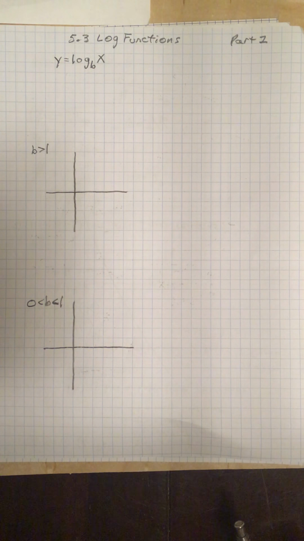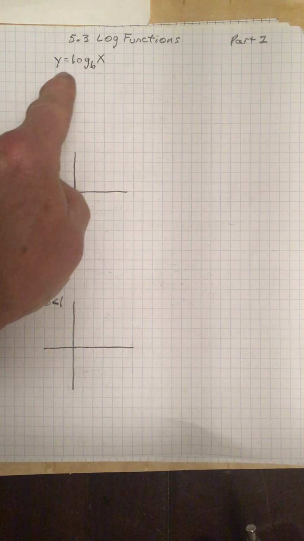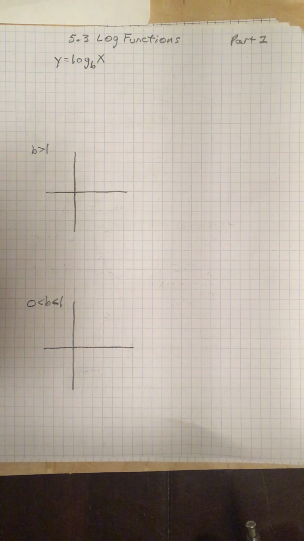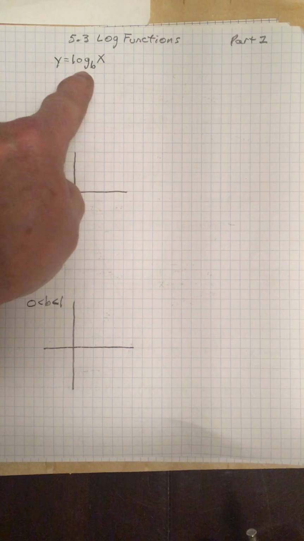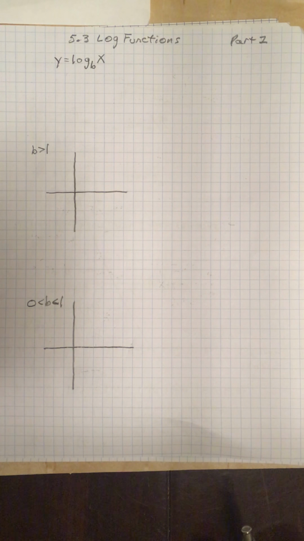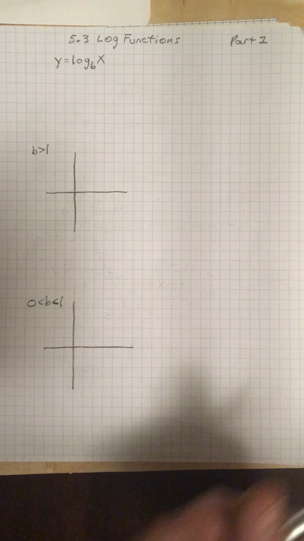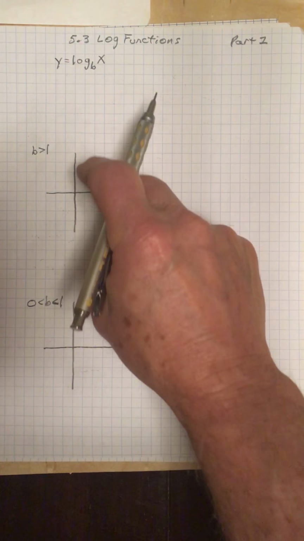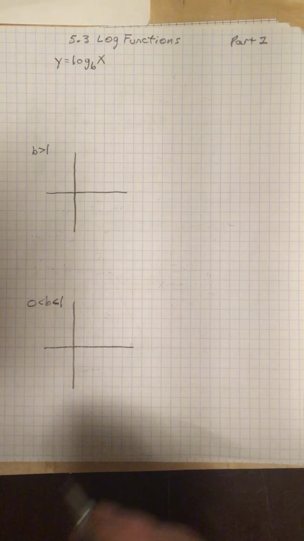Okay, in part 2, we're going to look at the graph of log functions, y equals log base b of x, and it kind of makes sense since they're inverses of the exponential function. Then we're going to have the same situation. The graph is going to look a little bit different depending on if the base is greater than 1 or if the base is between 0 and 1. So let's start with some common things between the two graphs.